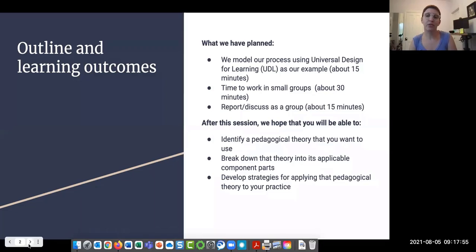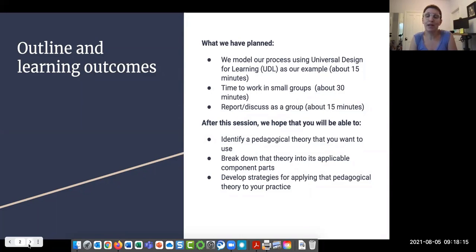Okay, so let's jump into what we have planned for today. First of all, we are going to talk through the process that we've developed for applying pedagogy to the one-shot, and we're going to use universal design for learning as our main example for that, and that'll probably take 15 or 20 minutes.